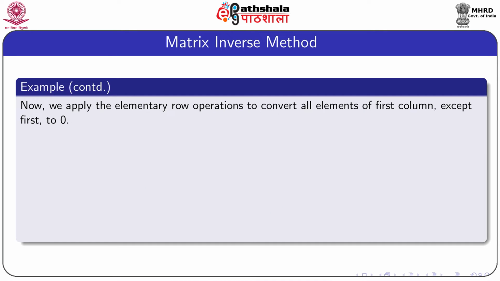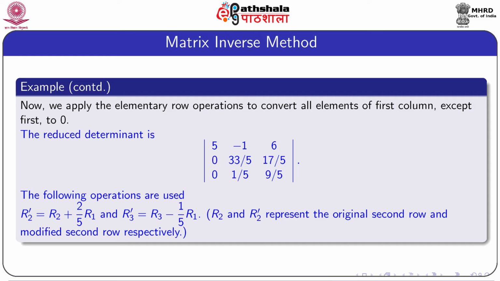Now, we apply elementary row operations to convert all elements of the first column except the first to 0. The reduced determinant is this one. Note that the first column is 5, 0, 0 and the second and third columns are also changed according to the following elementary row operations: R2 prime equals R2 plus 2 by 5 R1, and R3 prime equals R3 minus 1 by 5 R1. We have used the notation R2 and R2 prime, which represent the original second row and modified second row respectively.